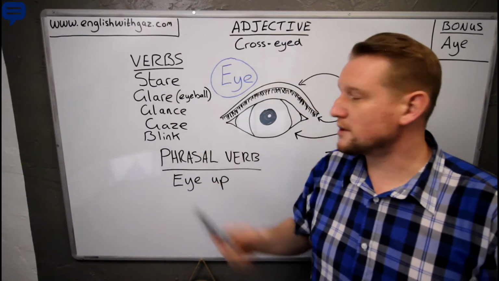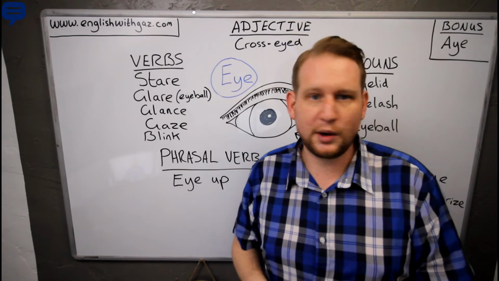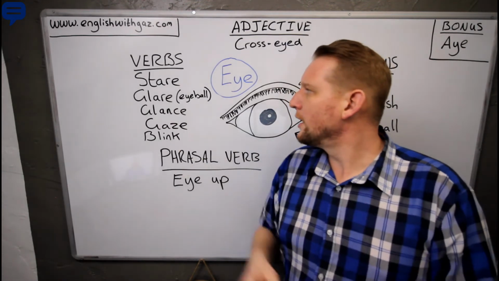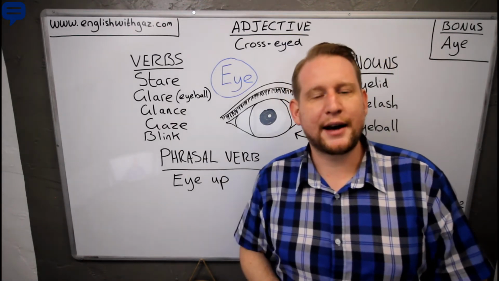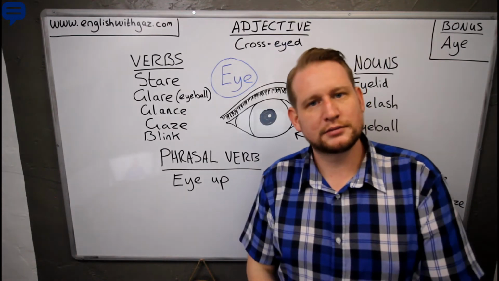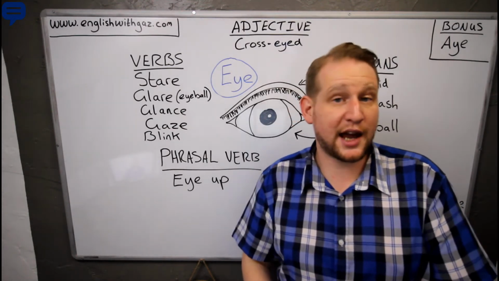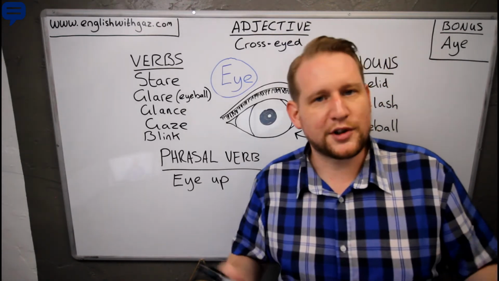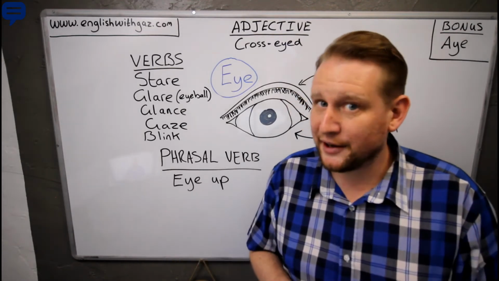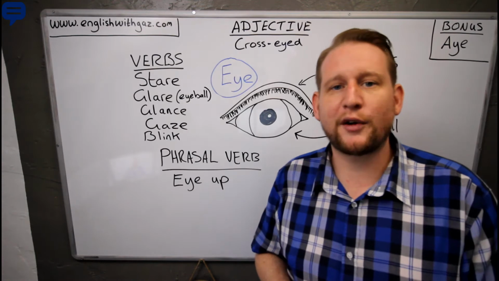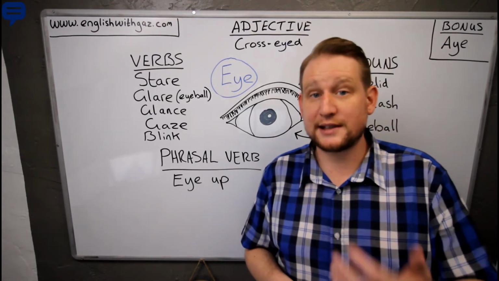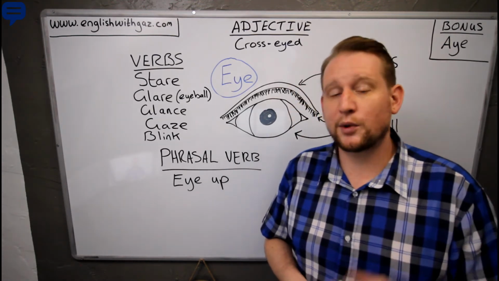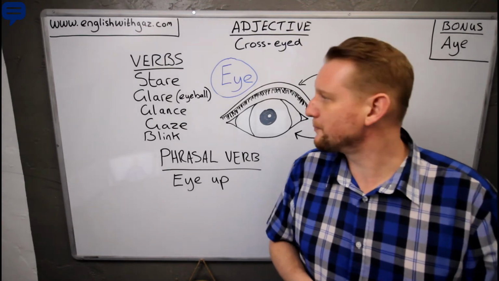Let's take a look at some common verbs which we can do with our eye. The first one is to stare. I'll give you an example. You ready? I'm staring at the camera. Notice my face was normal, just passive. I don't look angry. I'm just looking at something for a long time. This is called staring. We stare at something, we look at something for a long time.